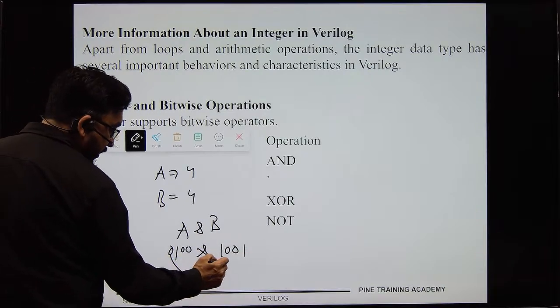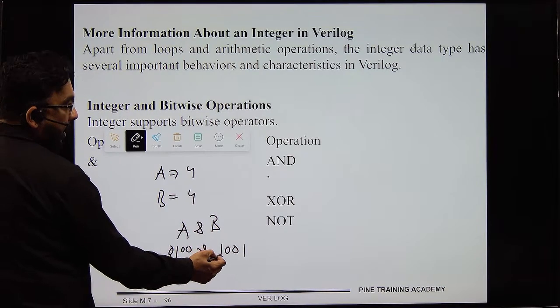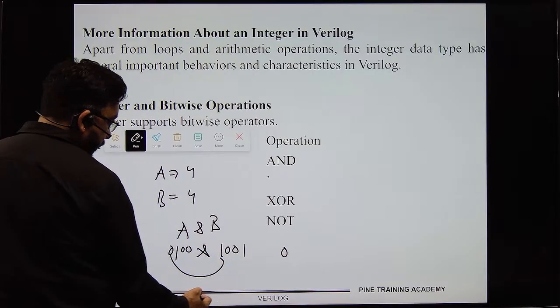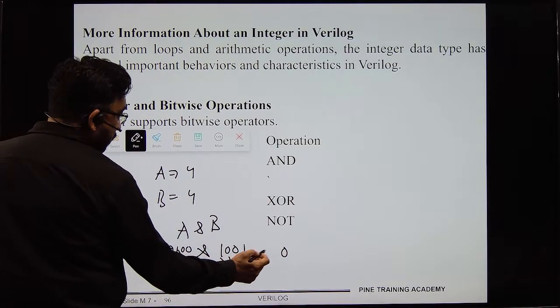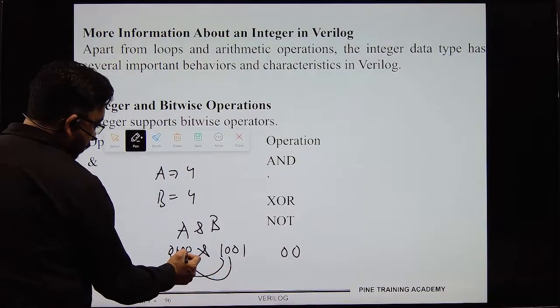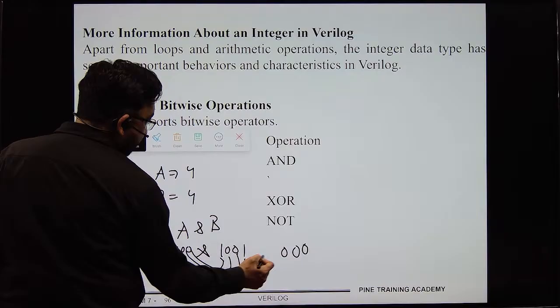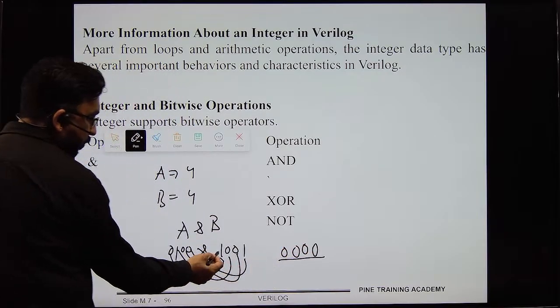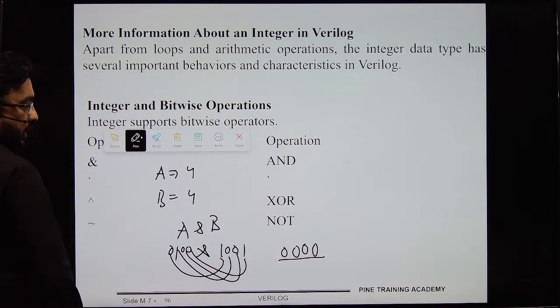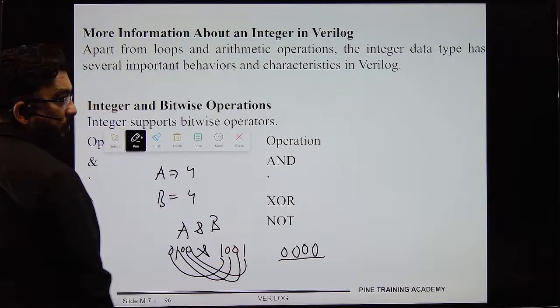So basically, this 0 ANDed with 1 gives output 0. This 1 ANDed with 0, the output is 0. This 0 ANDed with 0, the output is 0. This 0 ANDed with 1, the output is 0, because you are performing the AND operation. Okay, so this is called bit by bit operation.